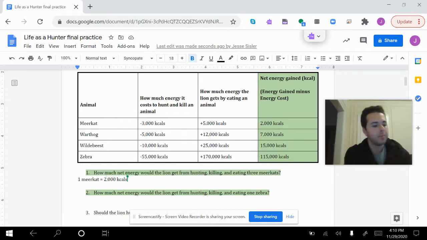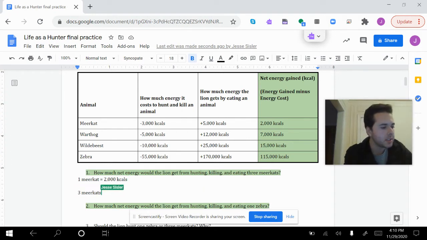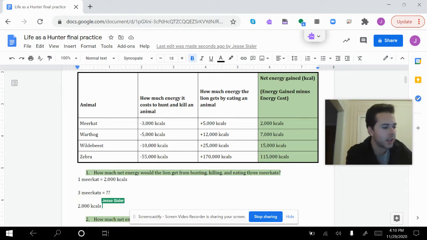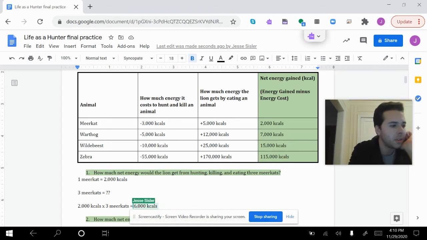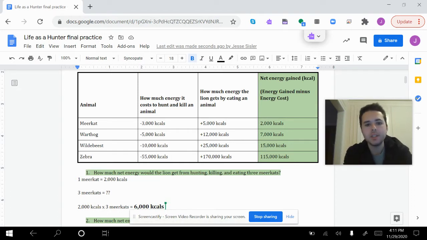What I need to find out is how much is 3 meerkats? Well, 3 meerkats, I'm just going to do 2,000 times 3. So 2,000 kcals times 3 meerkats equals 6,000 kcals. And that's going to be my answer. And I'll put that in bold and make it a little bigger. So how much net energy is 3 meerkats? The answer is 6,000 kcals. And that comes from multiplying 2,000, which is 1 meerkat, times 3.